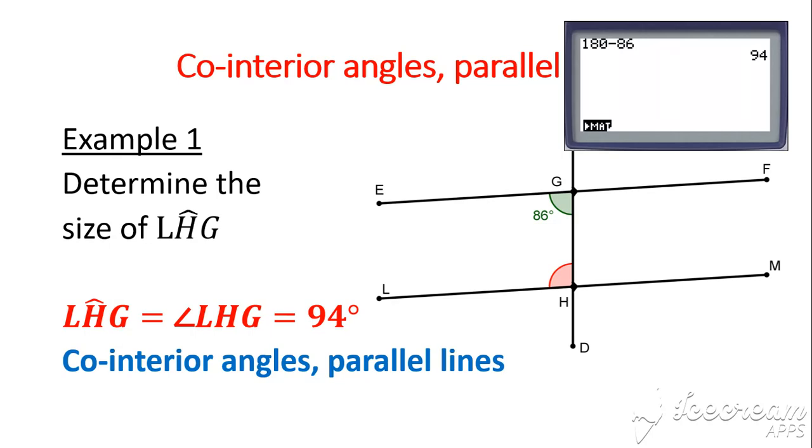And here is the shortcut or shorthand version of it. Co-int is the short word for co-interior. Put the angle sign and then use those two dashes to mean parallel lines.